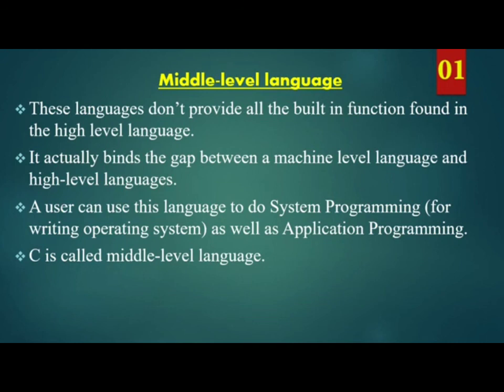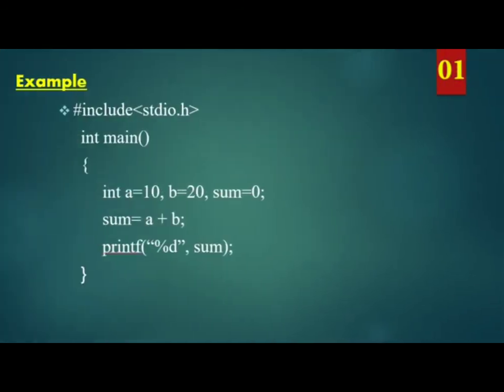You can see the program example of middle level language here. Example C, here they have taken C itself. So A is equal to some value and B is equal to some value, sum is equal to A plus B, that's what. So here also a translator is required.